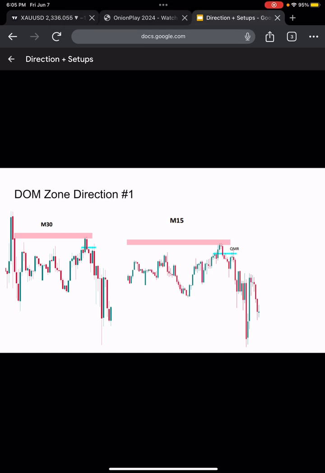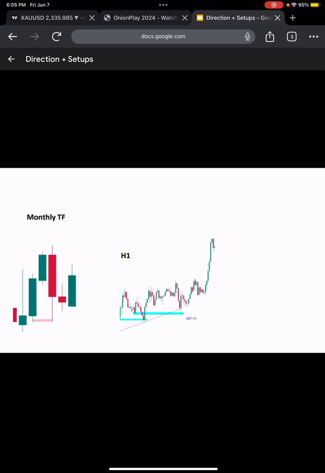On the 15-minute time frame, you have a QMR. So you have the high, the low, the higher, the lower, the low, and then price respected it and fell. So that's an example. And then on the monthly time frame, you have the double Mariposa again. On the H1, you have a QMC, which is a continuation: low, high, low, low, higher high.